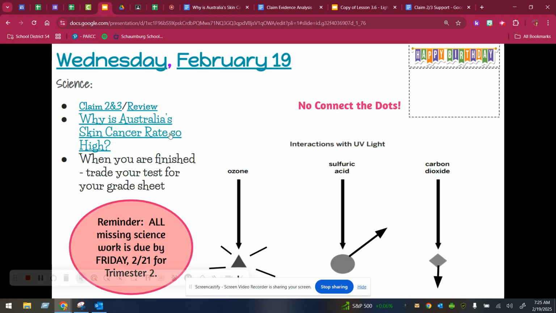Once you are finished, I do want you to go over to Mr. Hen, hand him your test, and he will hand you your grade sheet. Please make sure to review your grade sheet. All missing assignments are due by Friday. And if you want the extra credit for second trimester, please remember you need to have that done by Friday, and I must have an email.